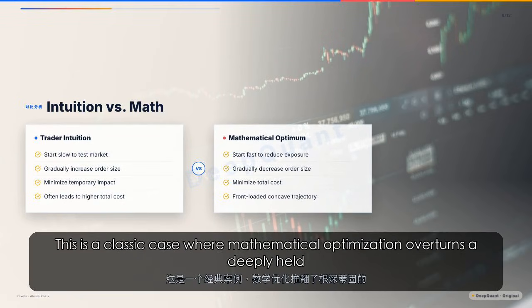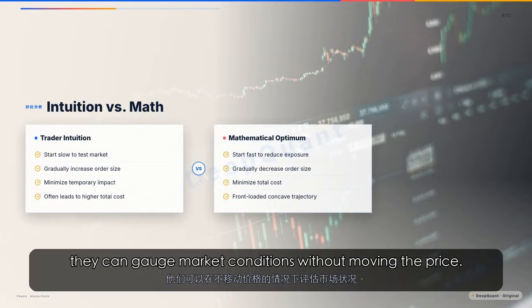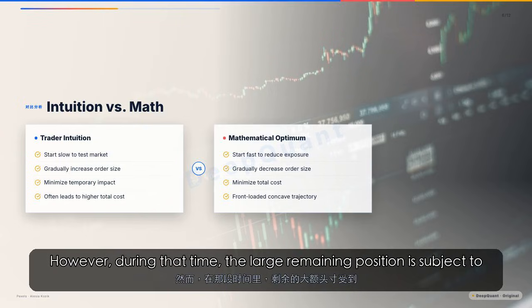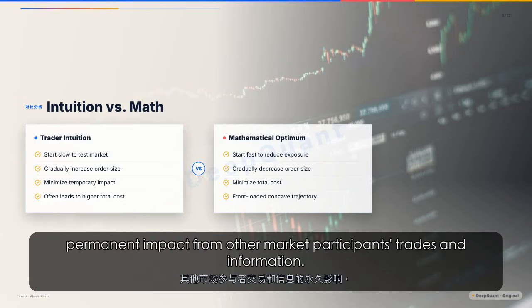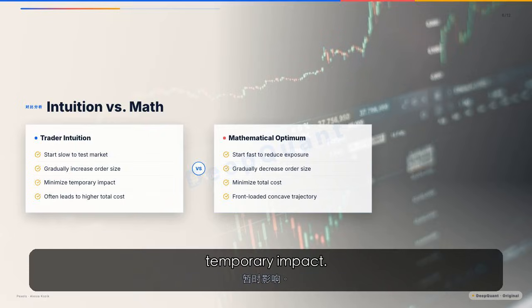This is a classic case where mathematical optimization overturns a deeply held belief. For instance, a trader might think that by sending small orders initially, they can gauge market conditions without moving the price. However, during that time, the large remaining position is subject to permanent impact from other market participants' trades and information. The model shows that the cost of that exposure outweighs the benefit of lower temporary impact.